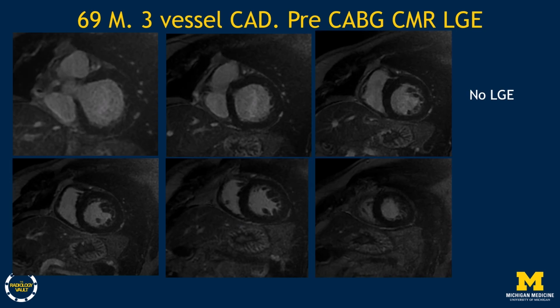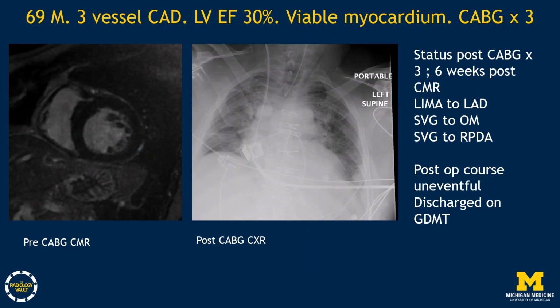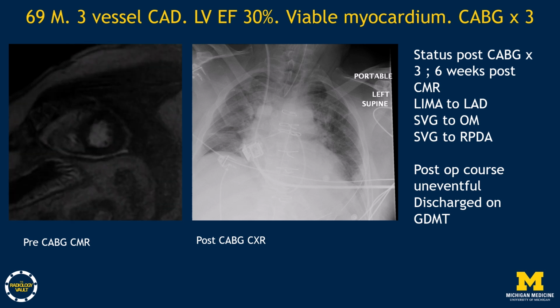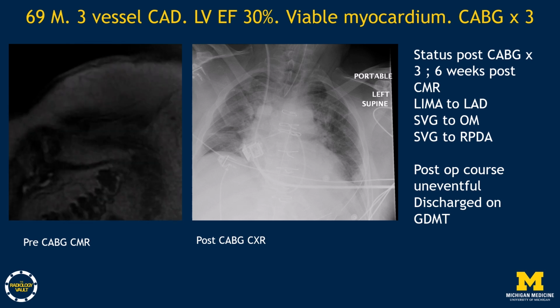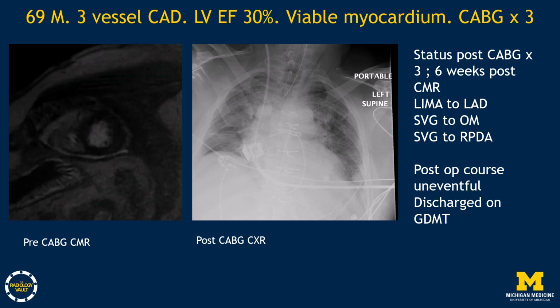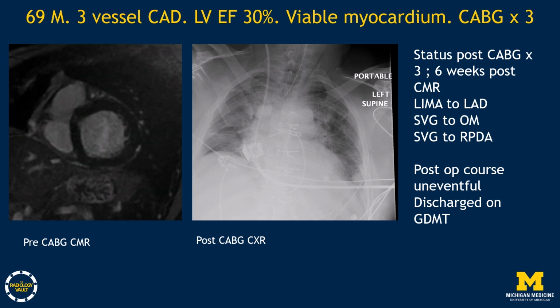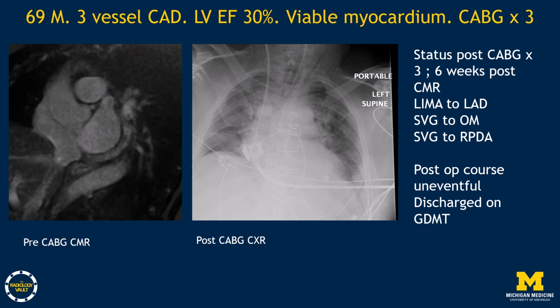Short axis images from the base to the apex, also showing the absence of late gadolinium enhancement or absence of infarction in a patient with myocardial dysfunction, LV ejection fraction of 30%, and 3-vessel obstructive coronary artery disease. This patient was revascularized approximately 6 weeks after the cardiac MR. A 3-vessel coronary artery bypass graft, LIMA to LAD, saphenous vein graft to OM, and a further saphenous vein graft to the PDA were performed.